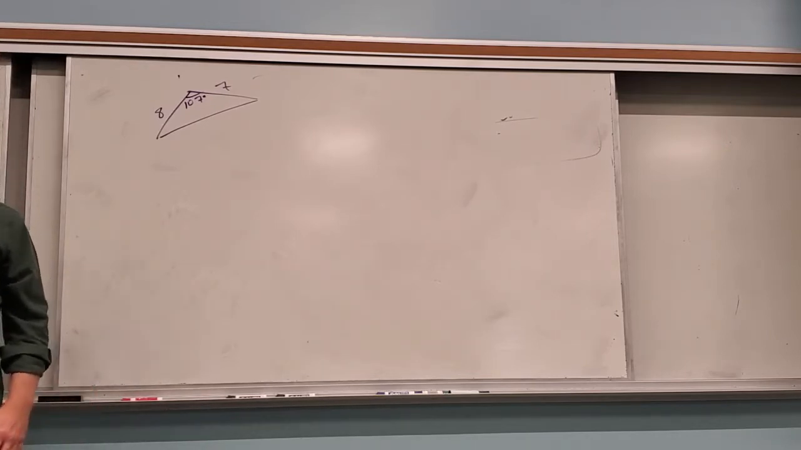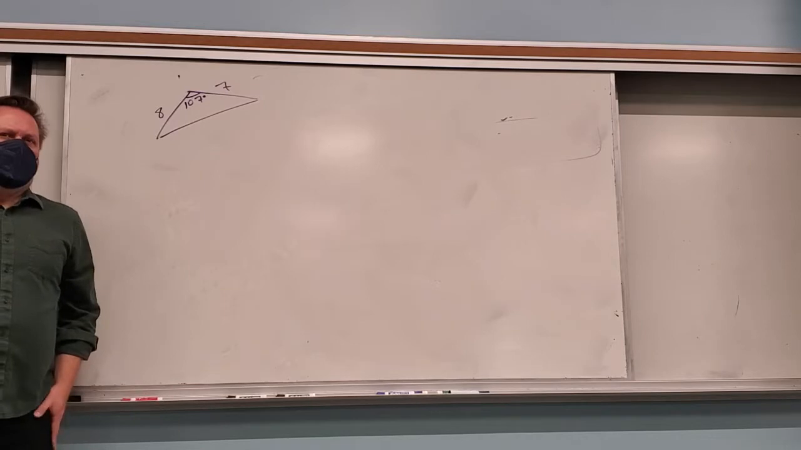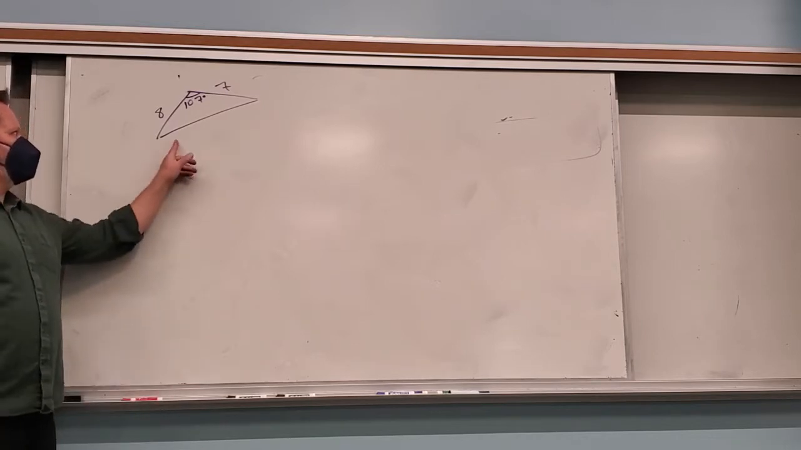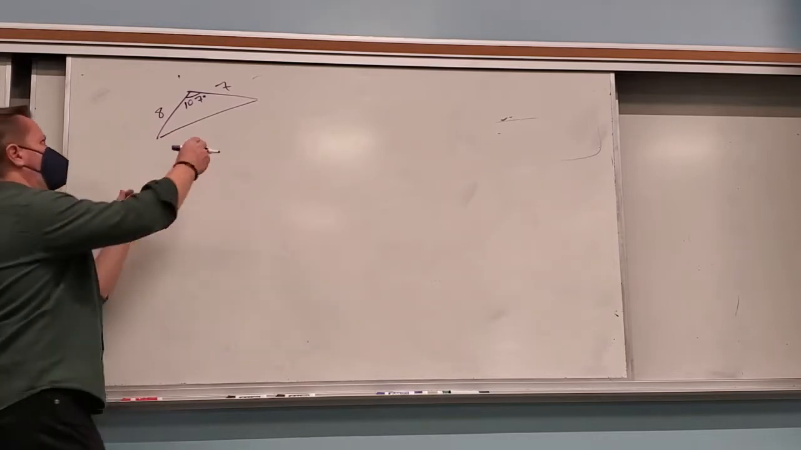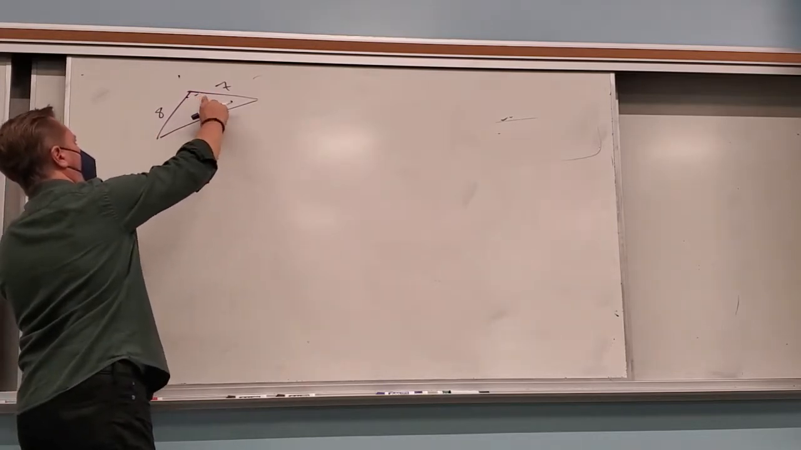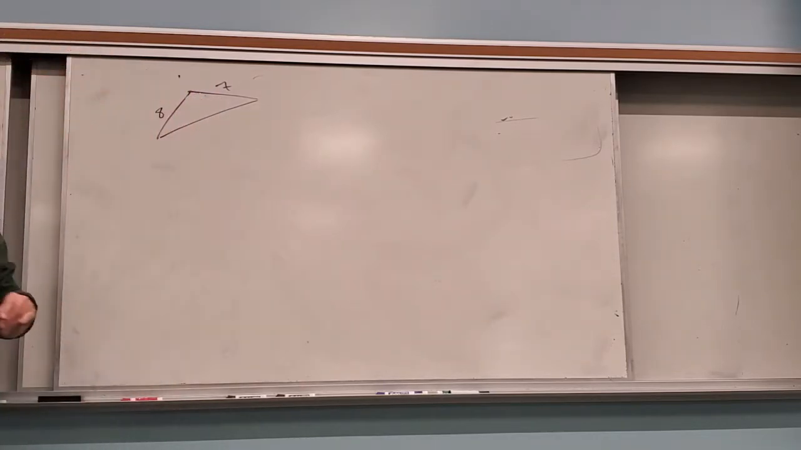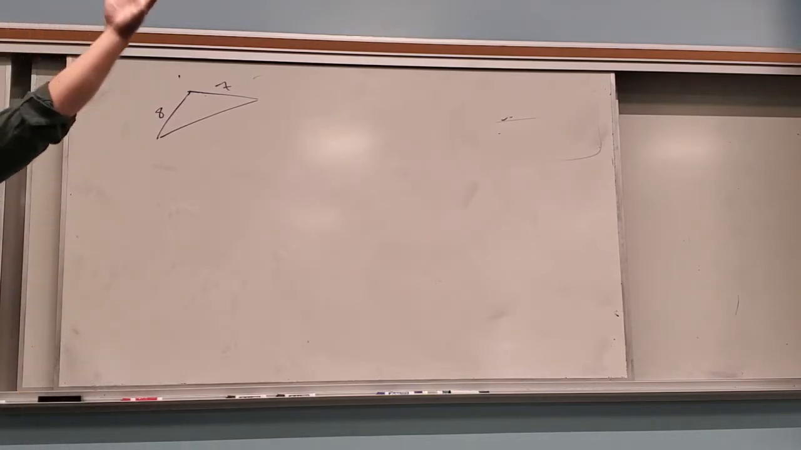This is not the problem I wanted to do, but let me see. Is there any length that this can't be? If I give you this, then it's got to be something. So let me take that angle. That angle is something less than 180. If it was bigger than 180, I can't have a triangle.